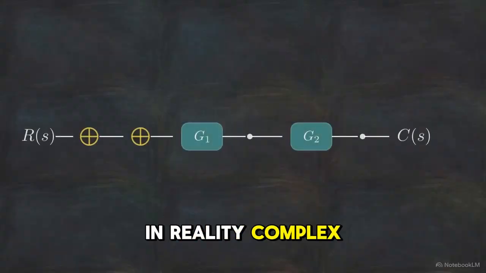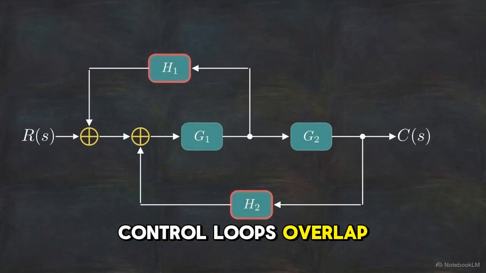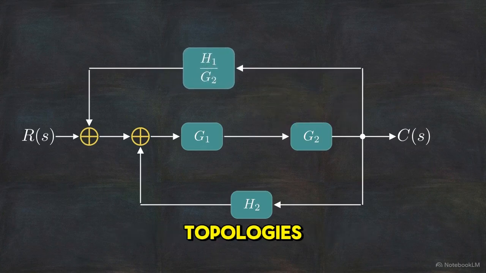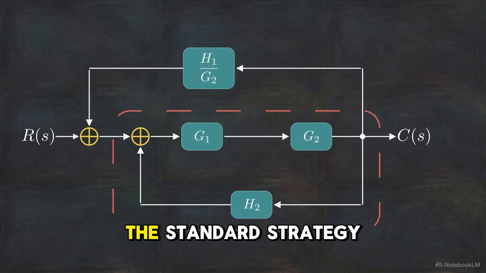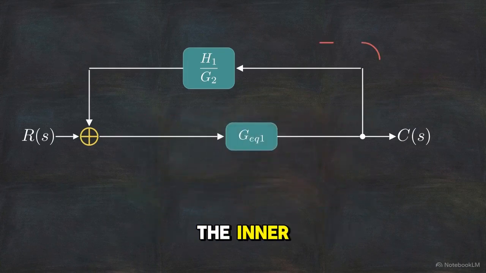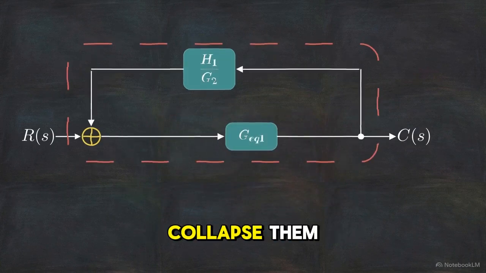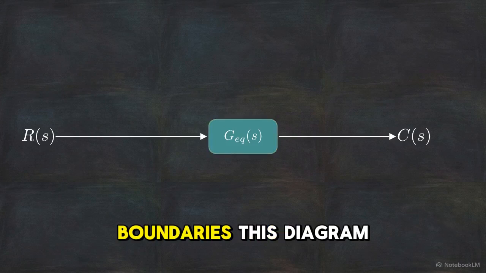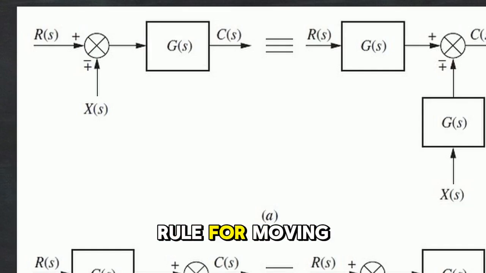In reality, complex control loops overlap. To collapse a sprawling network into our 3 basic topologies, we have to physically move the blocks around the diagram. The standard strategy is to identify the innermost nested loops, collapse them, and work progressively outward toward the main system boundaries.